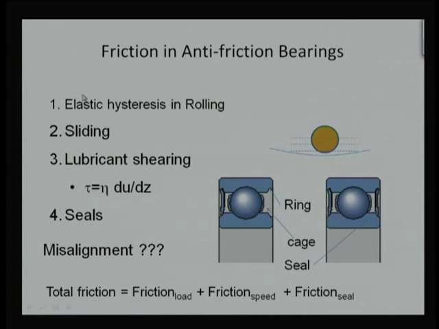However, we can say if we consider these four components of the friction, total friction will be because of friction due to the load, friction due to the speed, and friction due to the seals. Here, when we are talking about the speed, we say the speed and the lubricant, that will be a better word, the friction due to the speed and lubricant, a combination. So we will see how to estimate friction due to load, how to estimate friction due to speed and lubricant or lubrication, and how to estimate friction due to seals.